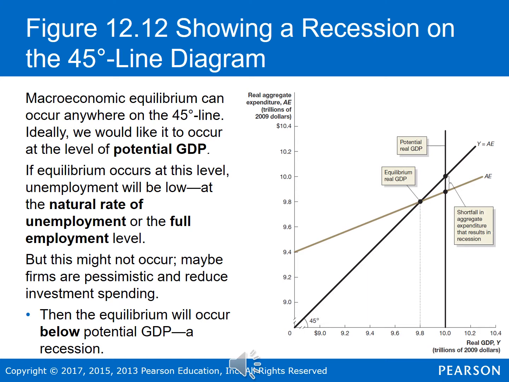So what we see in figure 12.12 is the macroeconomic equilibrium will occur when real GDP is 9.8 trillion. Because the real GDP is 2% below the potential GDP of 10 trillion, many firms will be operating below their normal capacity. And what we'll see with the unemployment rate is it'll be well above the natural rate of unemployment. And the economy will remain at this level of real GDP until we see an increase in one or more of the components of the aggregate expenditure.